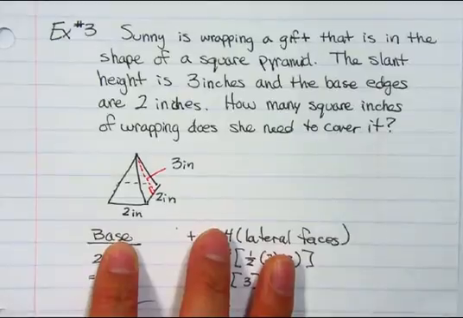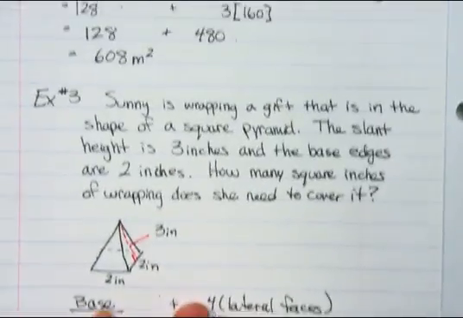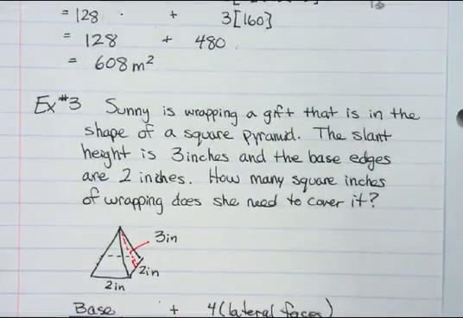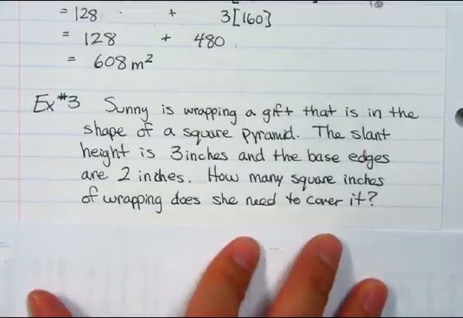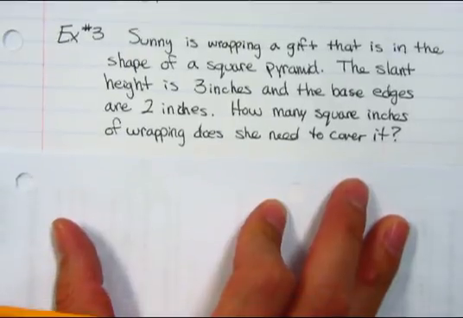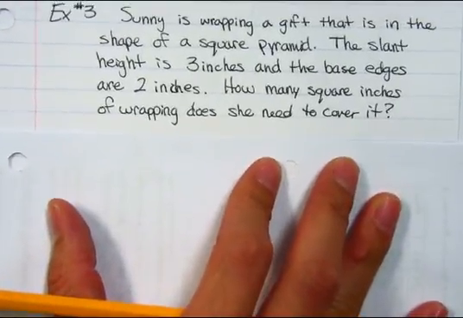All right, let's do one last example. Sonny here is wrapping a gift that is in the shape of a square pyramid. The slant height is 3 inches, and the base edges are 2 inches. How many square inches of wrapping paper does she need to cover it?